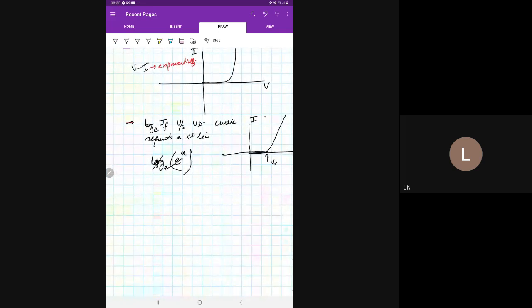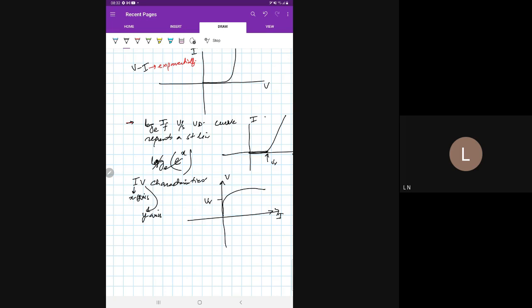Sometimes it is mentioned to draw the IV characteristics. In VI characteristics, V, the first term, is plotted on X and the second on Y. In IV characteristics, I is plotted on the X axis and V is plotted on the Y axis. Then the graph will be something like this. So you will have somewhere V of gamma, and you have voltage here, and this is current on this axis.